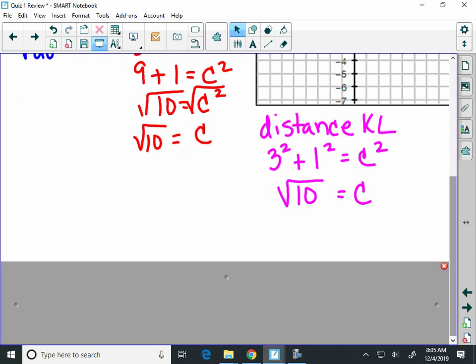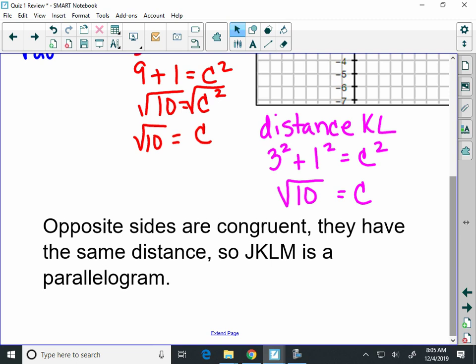And then when we explain our answer here, what we've got is that opposite sides are congruent, which means they have the same distance. So JKLM is a parallelogram. Opposite sides are congruent, they have the same distance. So JKLM is a parallelogram.